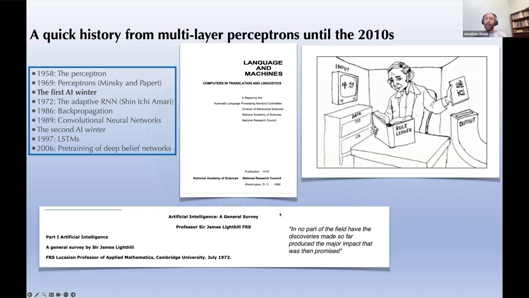In fact, Sir James Lighthill in his report said, "In no part of the field have the discoveries made so far produced the major impact that was then promised." This was 1972. And this report was from 1966, Computers and Translations and Linguistics. But the Lighthill report in 72 really said, actually, maybe this isn't quite as exciting as we thought. And we have the first AI winter. So a lot of research was pulled. A lot of the things that we were hoping would happen weren't able to happen. And people stopped doing research on things like neural networks. At least there was a lot less research on neural networks.